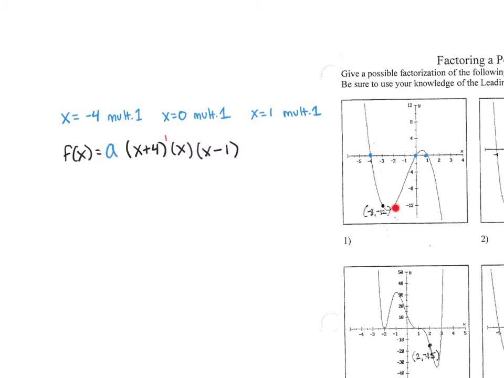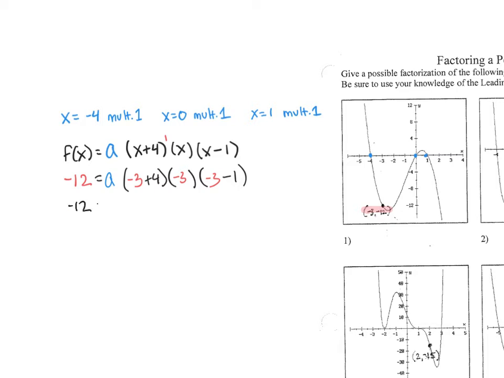So in order to figure that out, I'm going to be using this point right here, my negative 3, negative 12. So I'm going to plug in negative 12 for this y value, and I'm going to plug in a negative 3 everywhere I see an x. So I'm plugging in this point because we know this x value and this y value, and now we want to solve for a by simplifying.